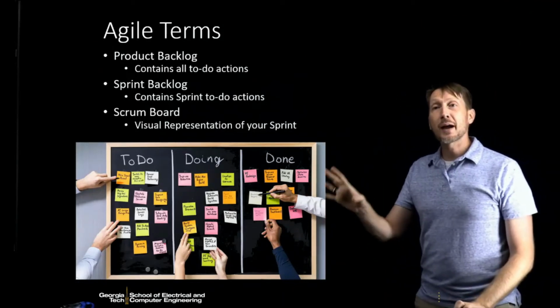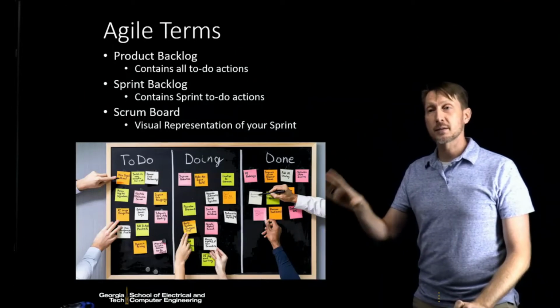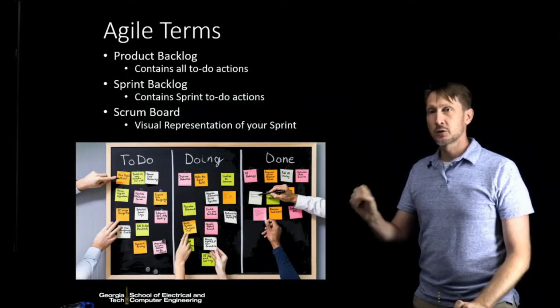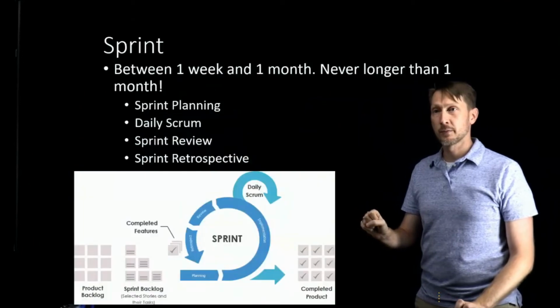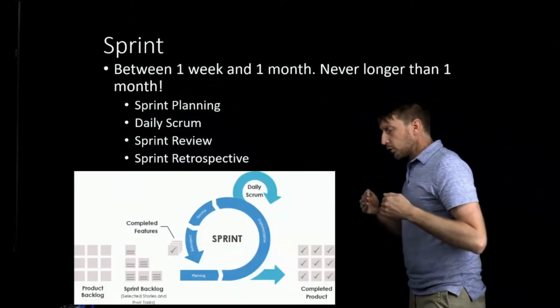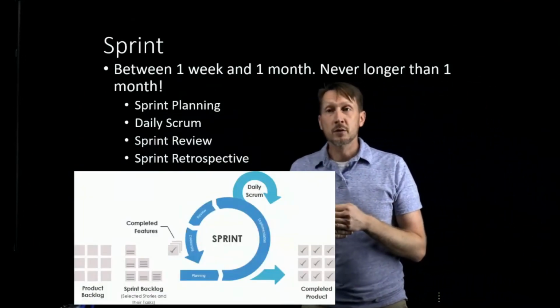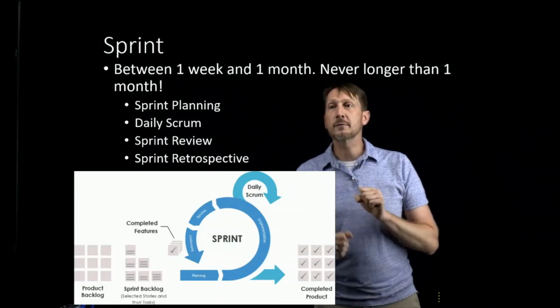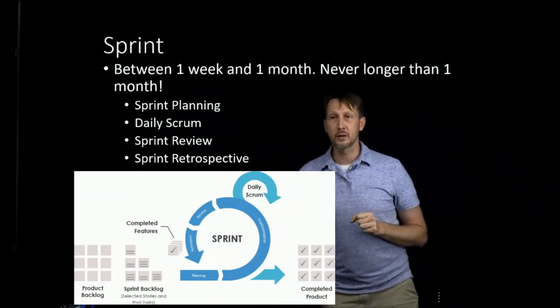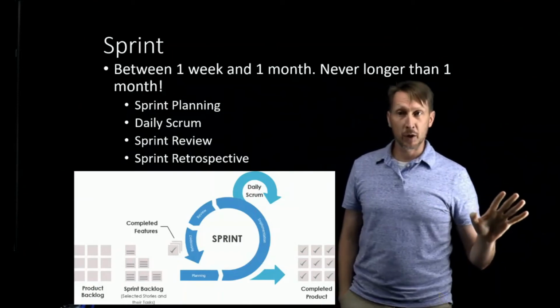Keeping track of where you're at, keeping organized. This is one of the biggest parts to the Agile process. Now, you go in sprints. Sprints are very short. Like I said, for this class, usually about 1 week, never longer than 1 month.